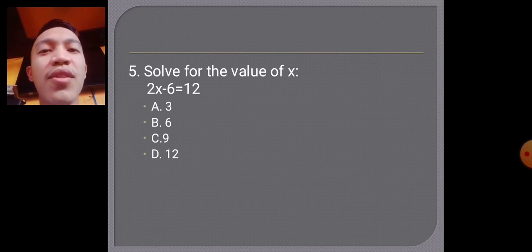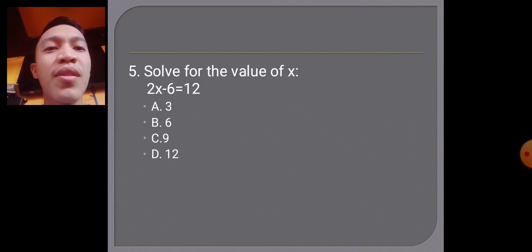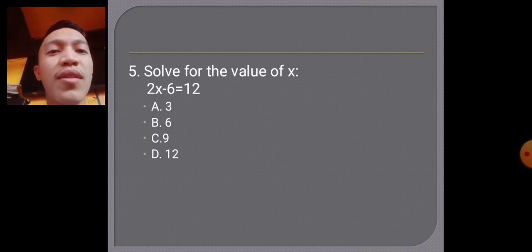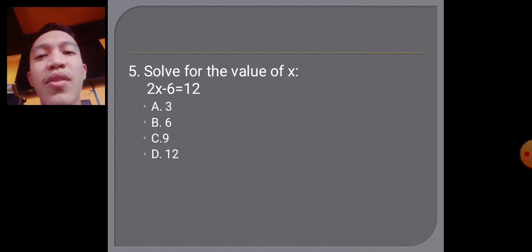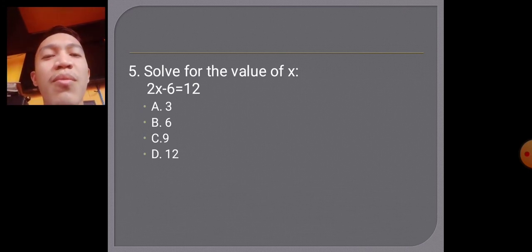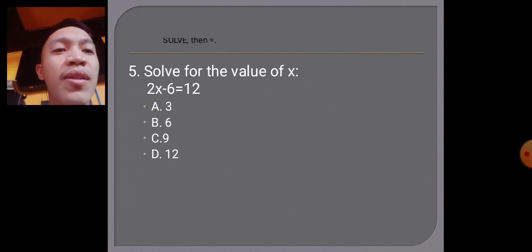Without using a calculator, you can simply solve that by transposing negative 6 to the right side, and that becomes 2x equals 12 plus 6, and 2x equals 18. Divide by 2, and you will get the value of x. But if you don't know how to solve that, you can use the calculator by simply inputting the given.